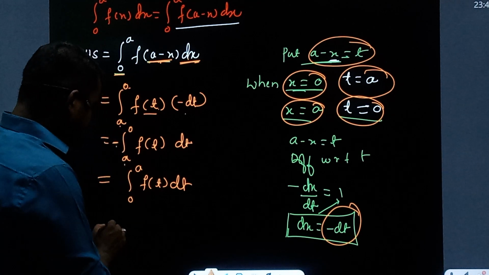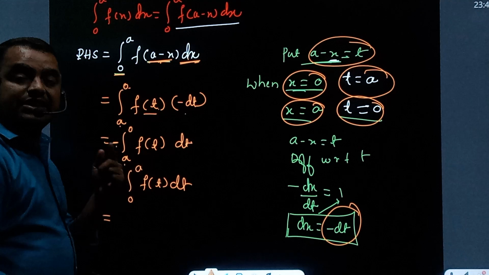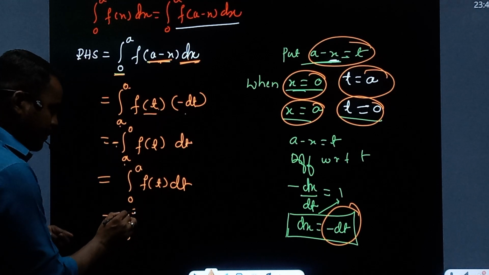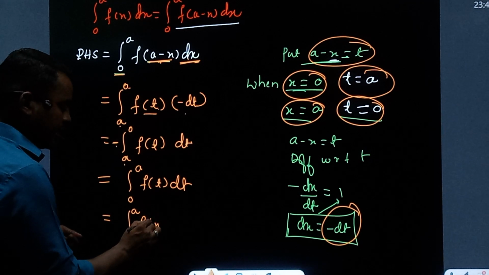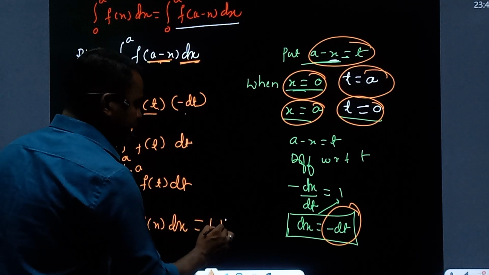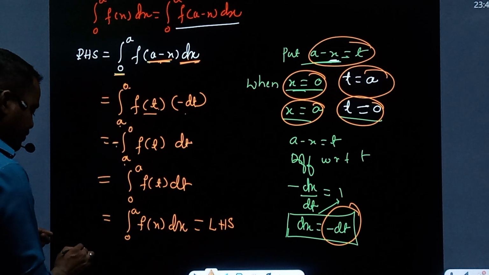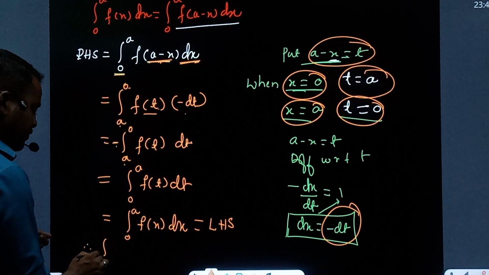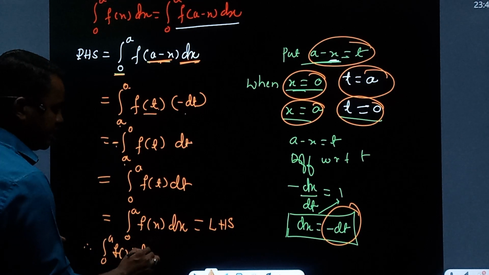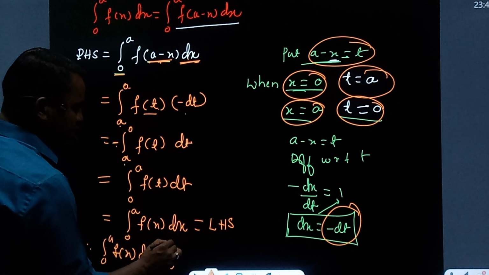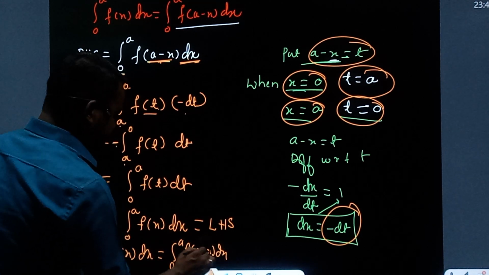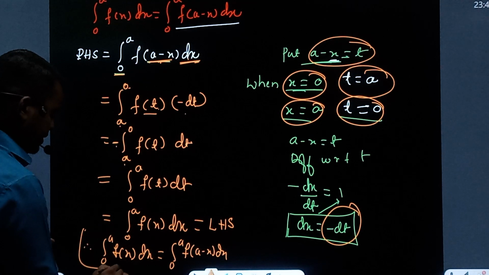Then, applying the first property, change of variable, from 0 to a, t becomes x and dt becomes dx. That is equal to the LHS. Therefore integration of 0 to a f of x dx is equal to integration of 0 to a f of a minus x dx. This is the proof of the property.